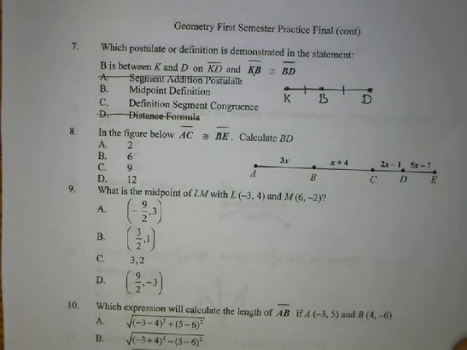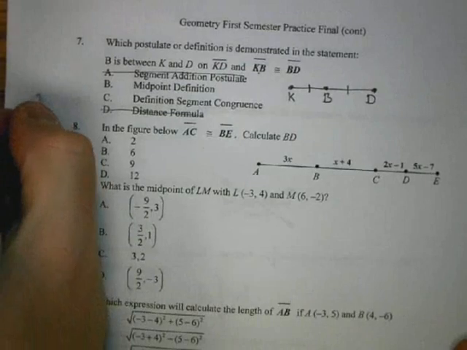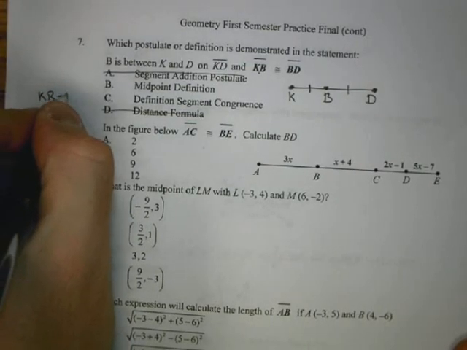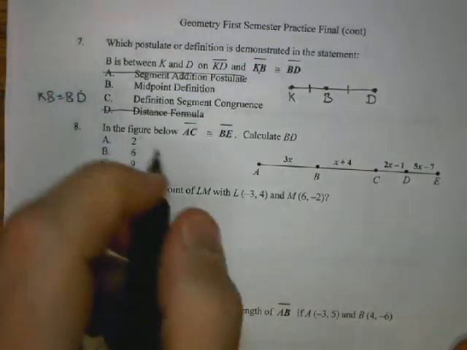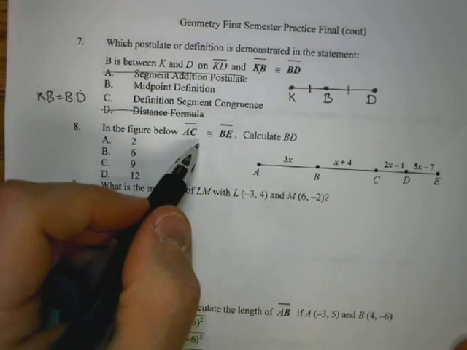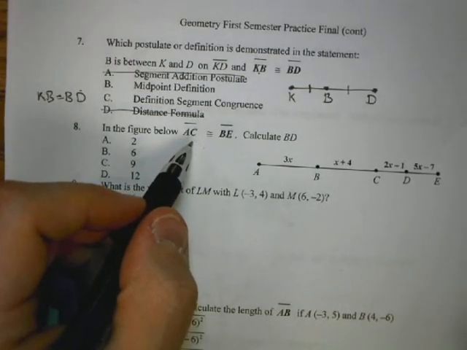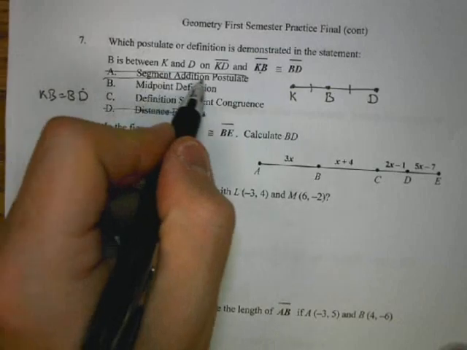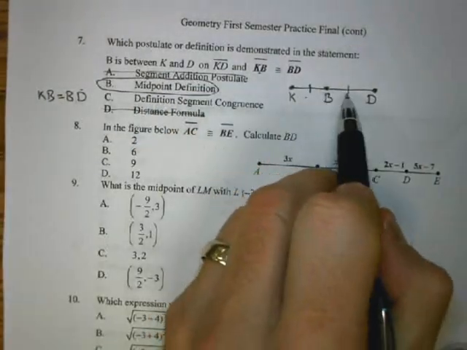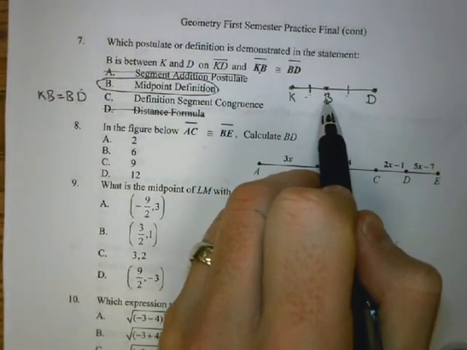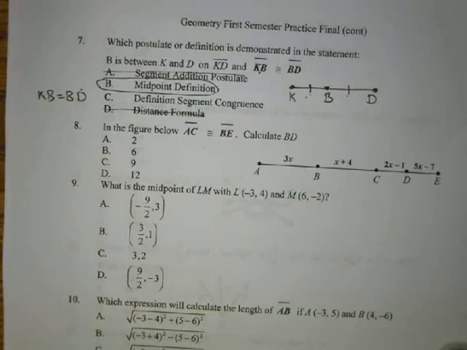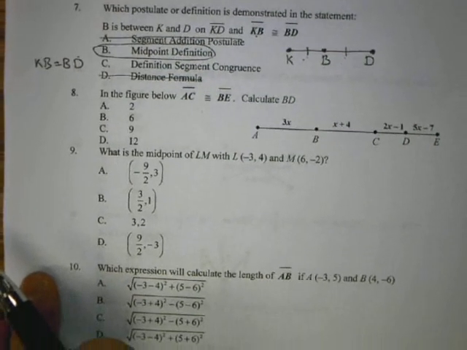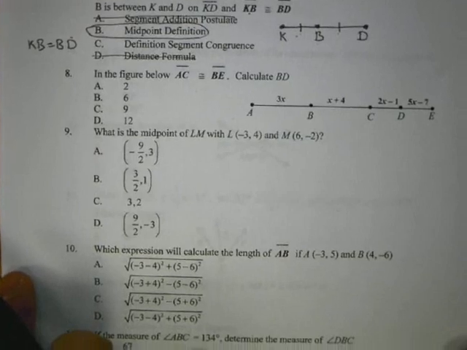We have to be careful. C looks like a good choice because it does have congruence, but for it to be C, we would have had to have that KB equals BD. The measurements are the same, therefore they're congruent, which we don't have necessarily. What this is going to be is midpoint. Whenever we look at midpoint, we have two congruent parts. It cuts it in half at a point, and so B would be our answer.